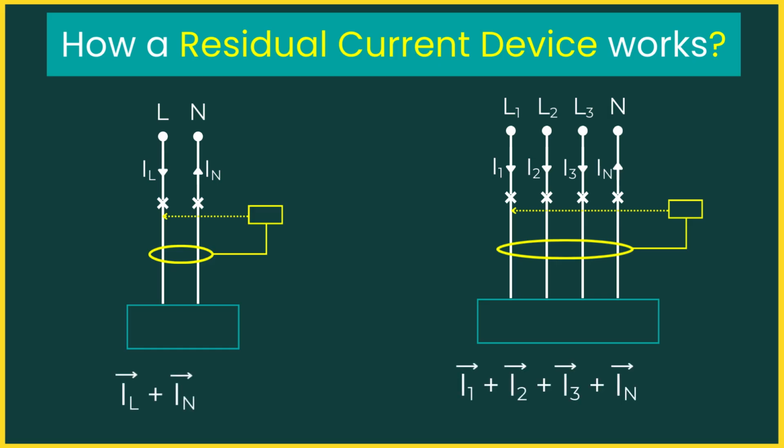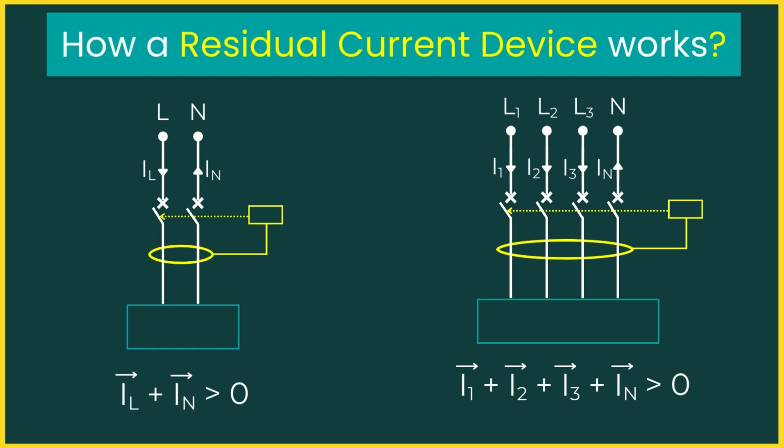The vector sum of currents in all active conductors must be zero. As long as this condition is satisfied, the circuit is considered healthy. When this condition is no longer satisfied, the device trips. So, let us see how a residual current device checks this condition in practice.